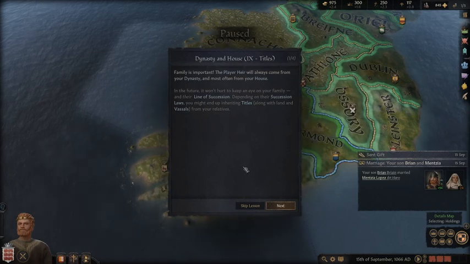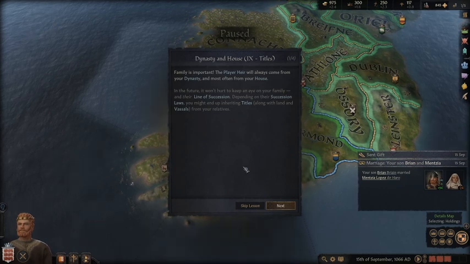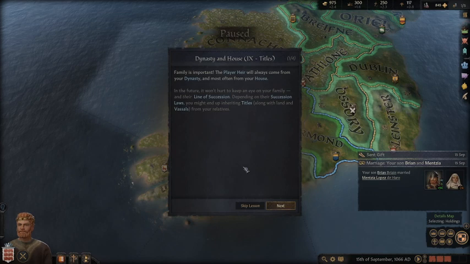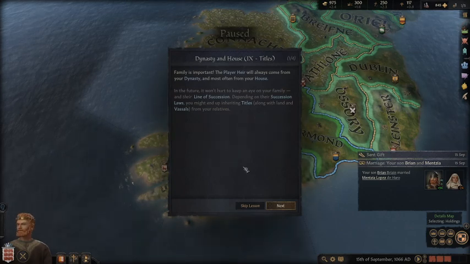Understand dynasty and house. Dynasty is important. The player heir will always come from your dynasty, and most often from your house. In the future, it won't hurt to keep an eye on your family and their line of succession. Depending on their succession laws, they might end up inheriting titles, along with land and vassals from your relatives.